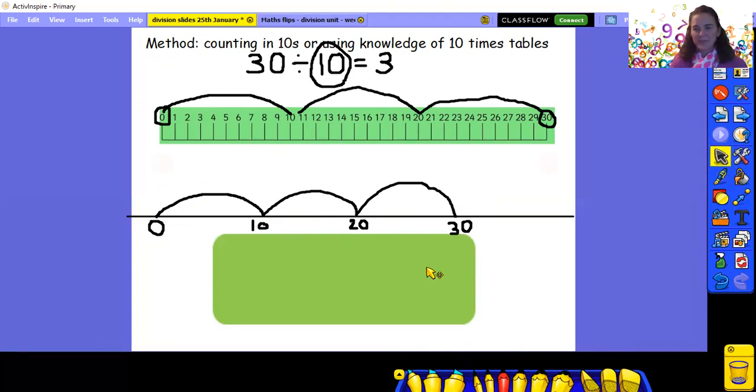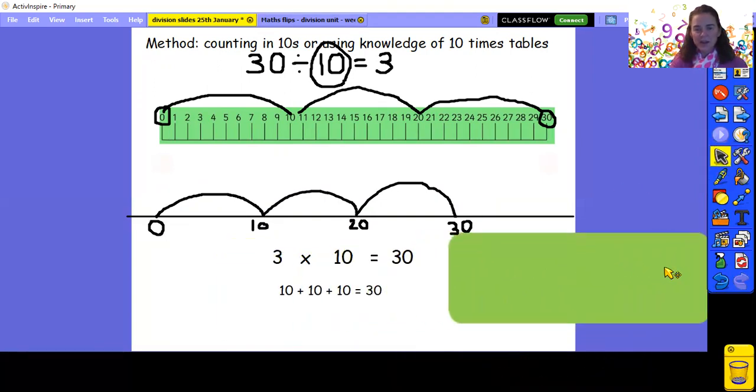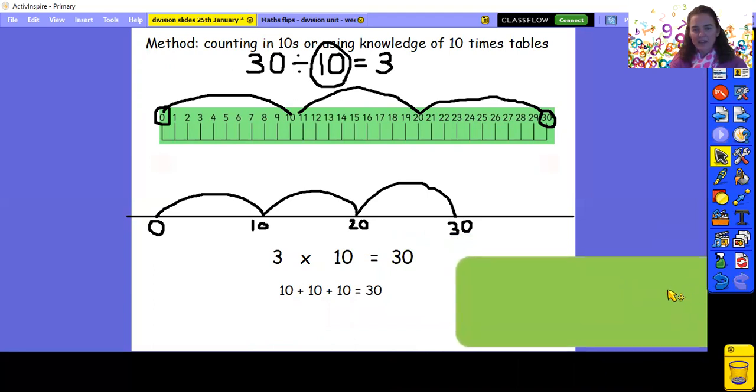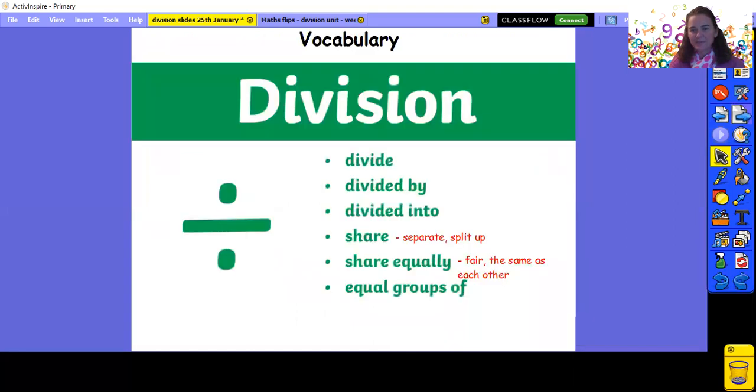Okay. I'm going to show you what it looks like as a multiplication number sentence. 3 times 10 equals 30. So 3 times 10 is the inverse of 30 divided by 10. And I've also got a repeated addition number sentence here. 3 times 10 is the same as saying 10, add 10, add 10. Brilliant. Well done if you have managed to solve that problem. Right, let's carry on and look at what we're going to be doing next.